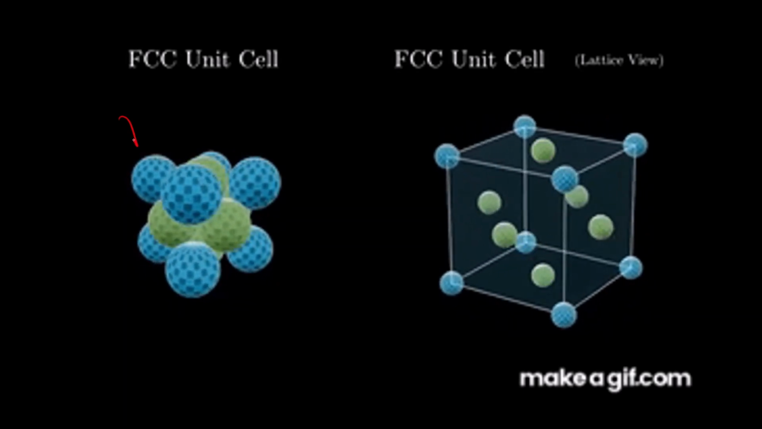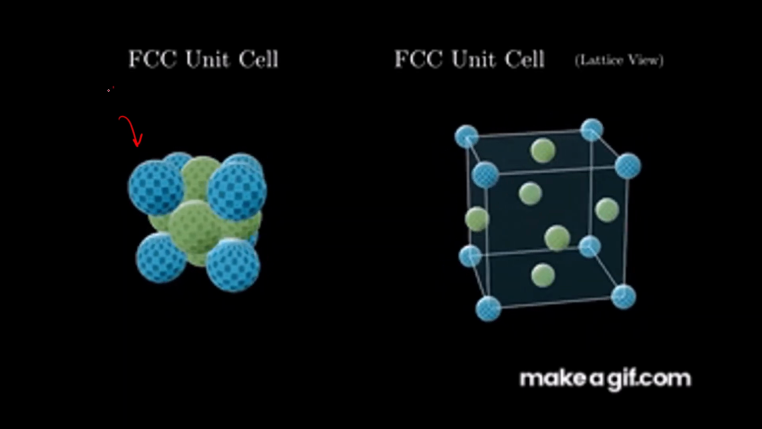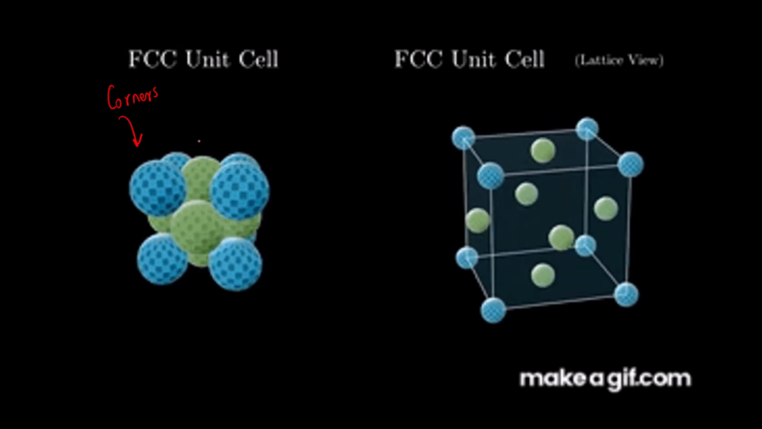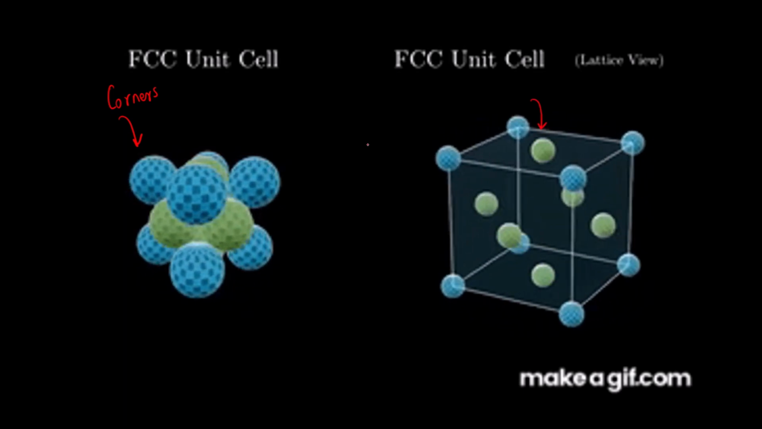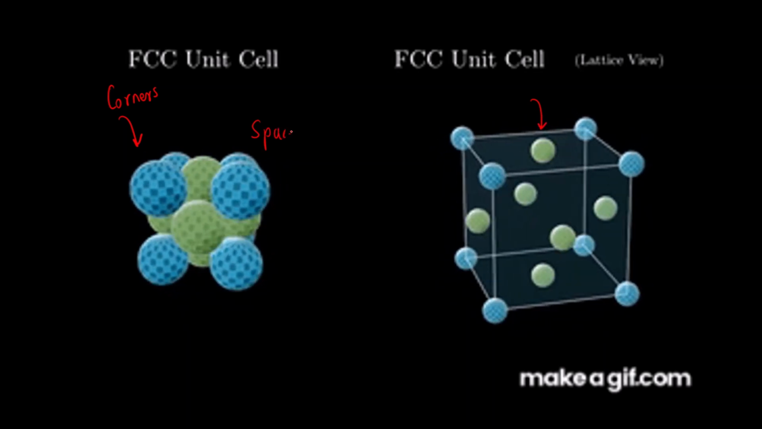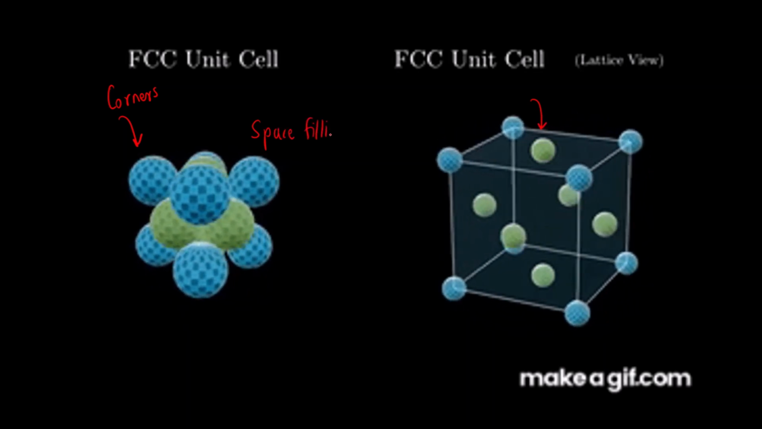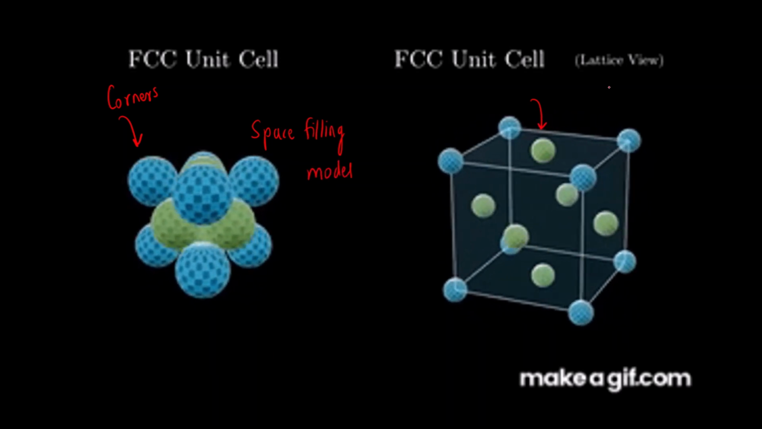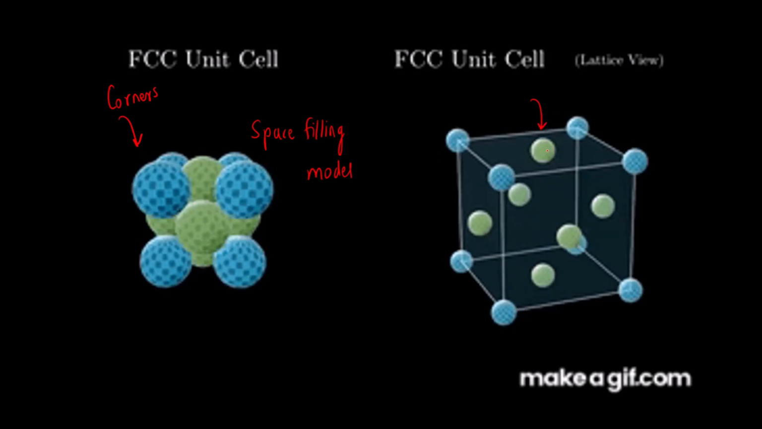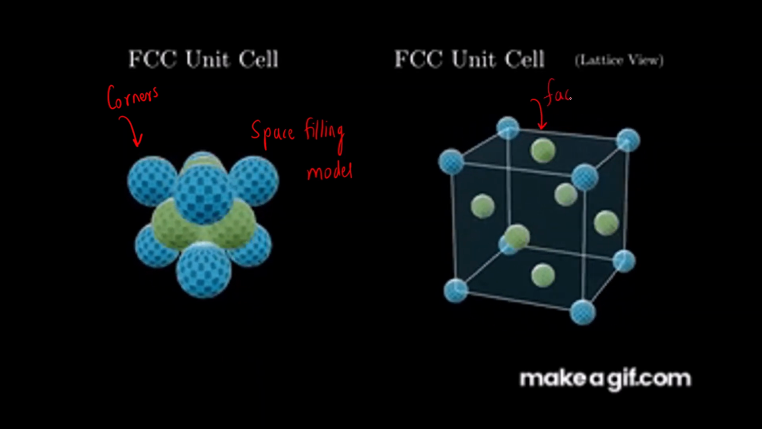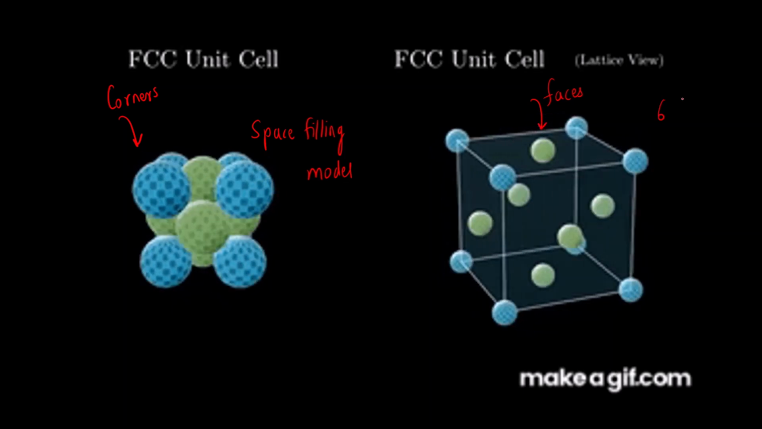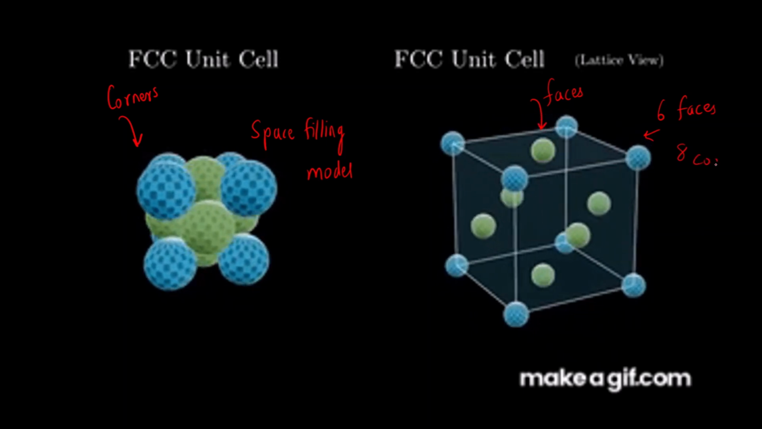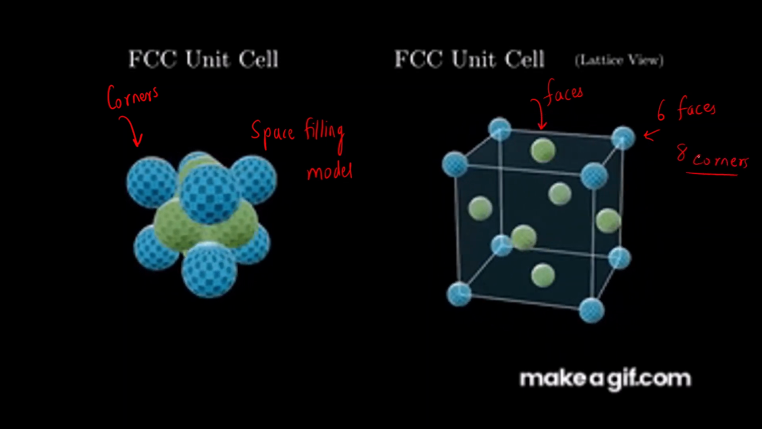You can see in this animation that the blue spheres are the spheres present at the corners. This is the space filling model, and this is the ball and stick model. Here you can see the green ones are present at the faces. At all the 6 faces the spheres are present, and at all the 8 corners the blue spheres are present.